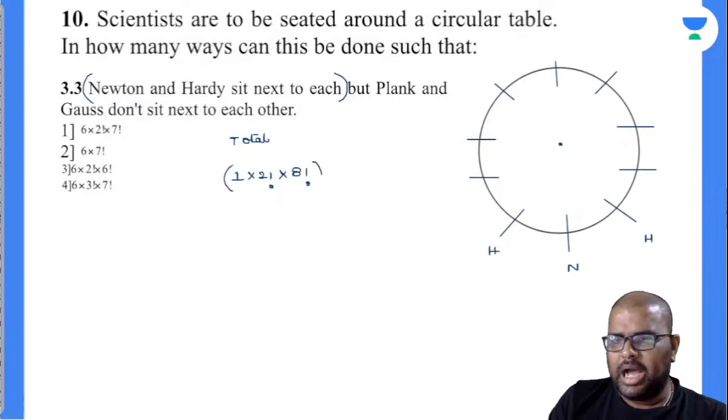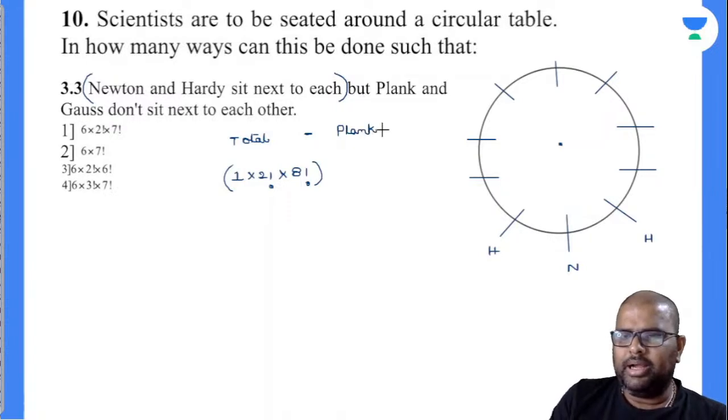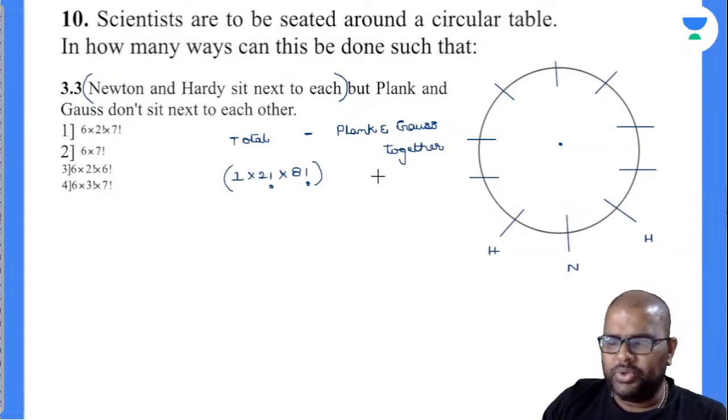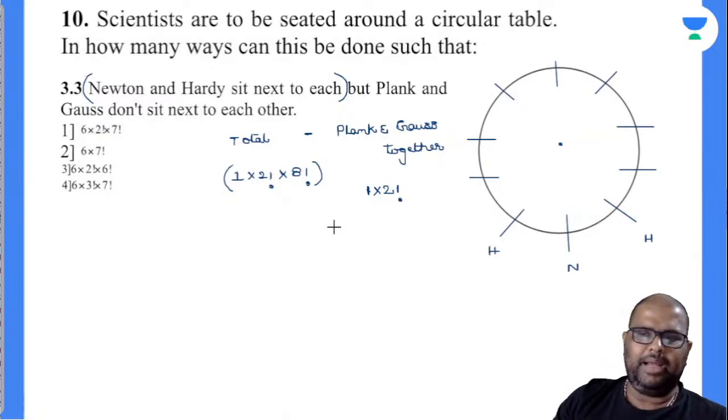In this, I will remove Planck and Gauss sitting next to each other. If Planck and Gauss are together and I eliminate those, all the remaining combinations will be where Planck and Gauss do not sit together, right? We have a little bit of toughness to solve those questions. So how can you do this? Now see here, Newton is seated in one way, Hardy is seated in 2 factorial ways. Am I right or wrong?